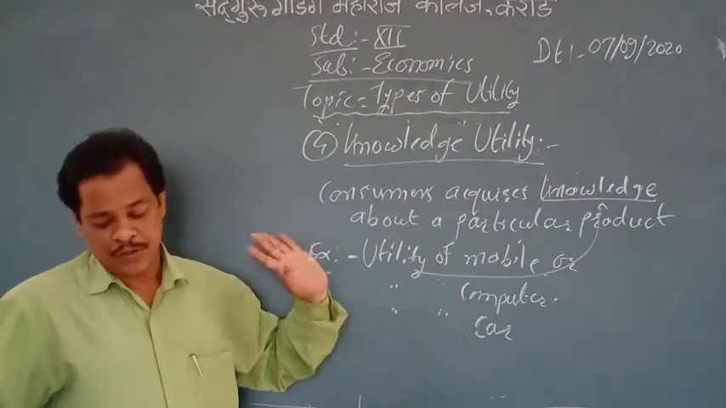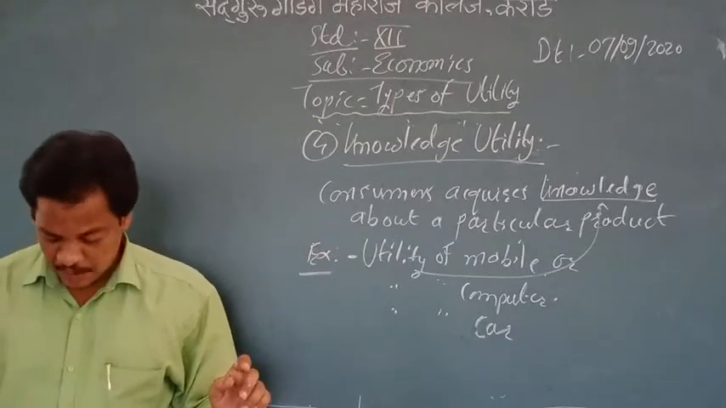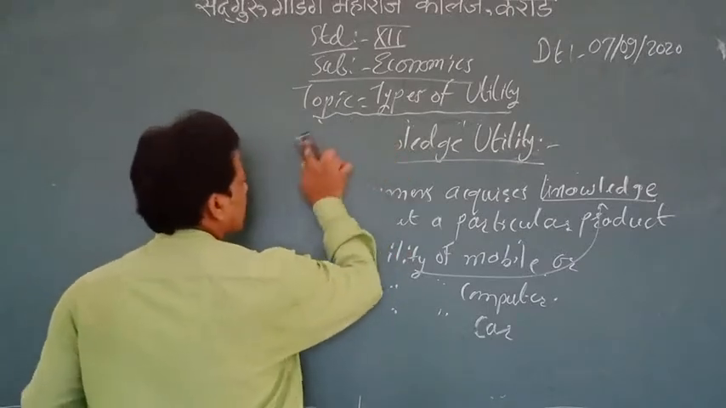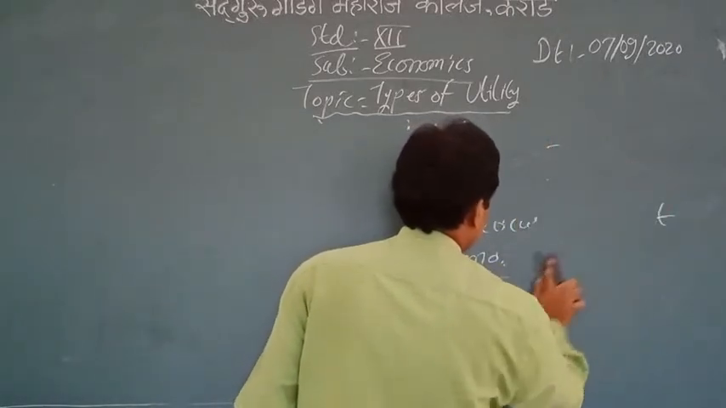Point number 4. Okay. Now point number 5, that is about the possession utility.